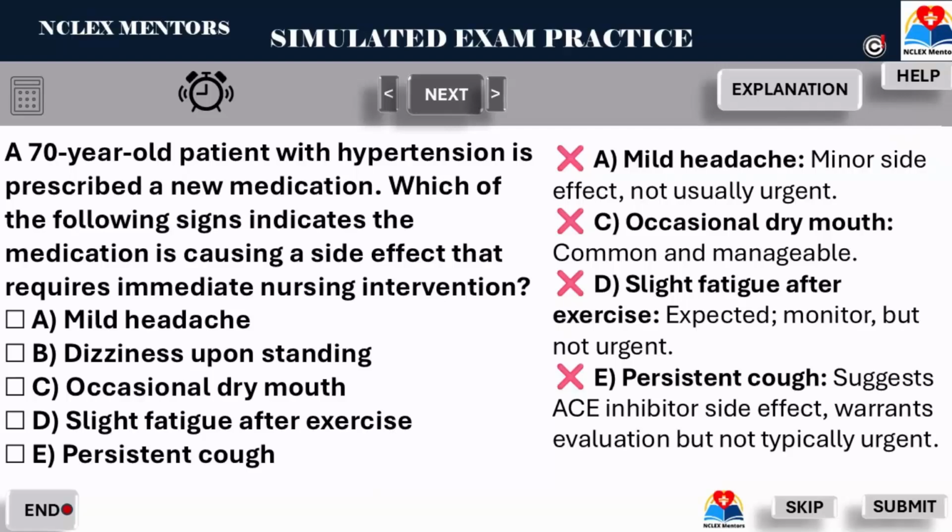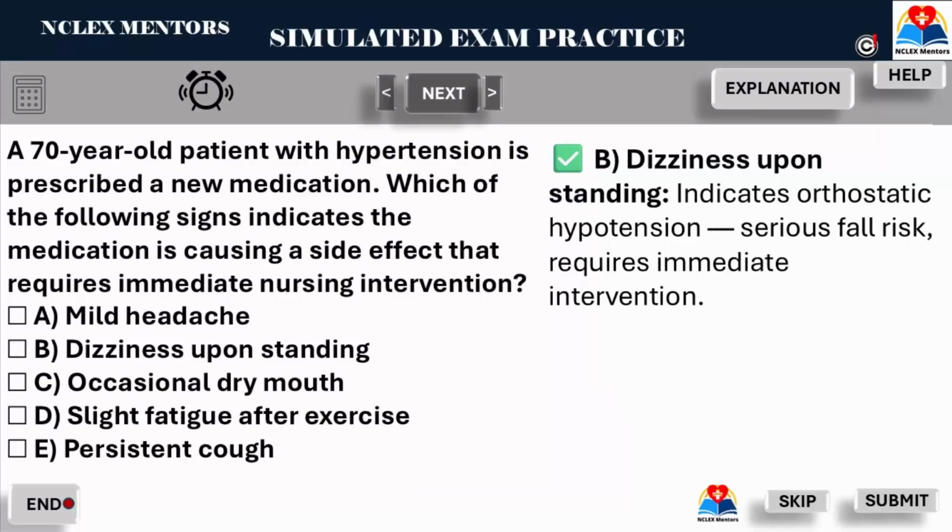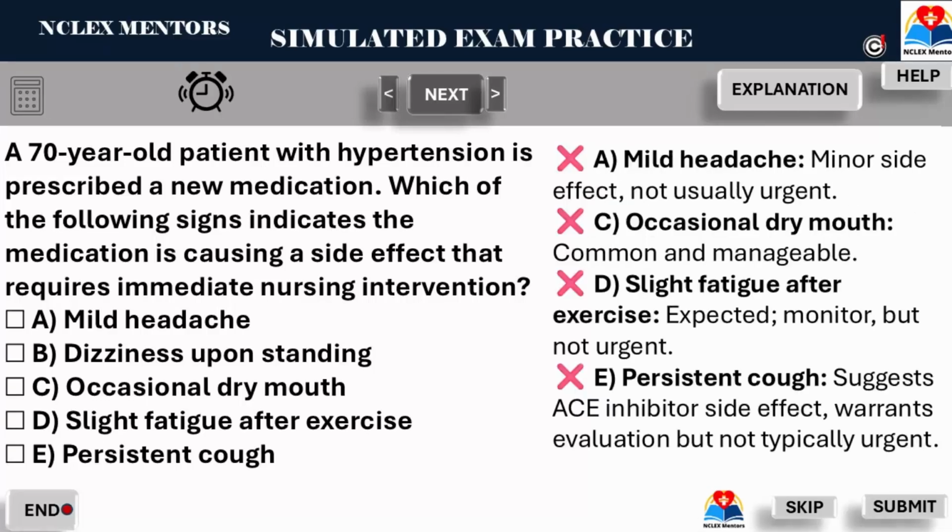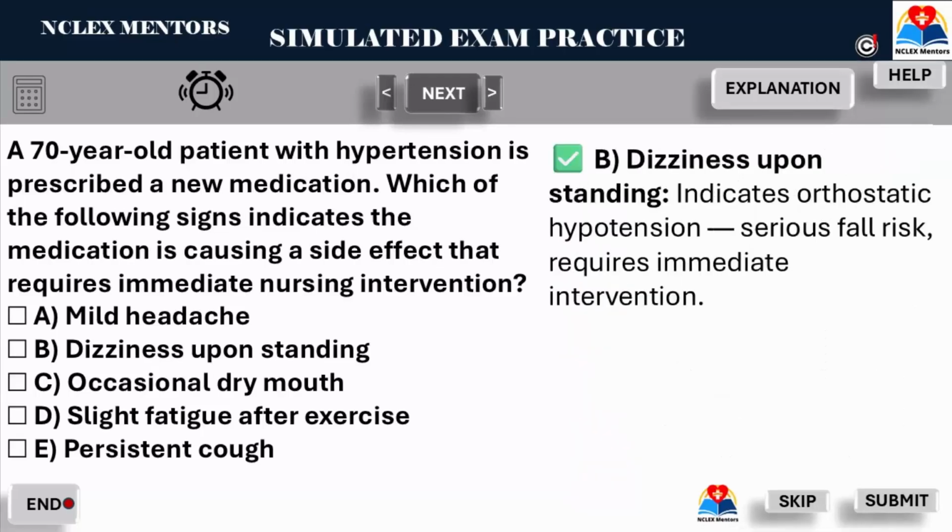Explanation. A. Mild headache, often a minor side effect, not usually urgent. B. Dizziness upon standing. This is orthostatic hypotension, a serious side effect that can cause falls and injury requiring immediate attention. C. Occasional dry mouth, common and manageable side effect. D. Slight fatigue after exercise, expected in some patients, monitor but not urgent. E. Persistent cough. Could be a side effect of ACE inhibitors and warrants evaluation, but usually not immediately dangerous unless severe. Best answer? B. Dizziness upon standing, because it poses immediate fall risk and requires prompt action.